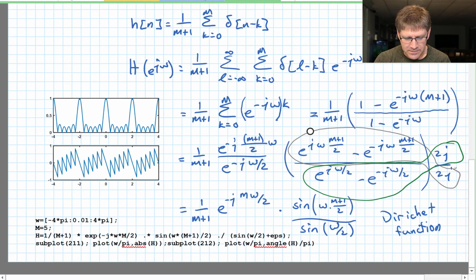So I have added a MATLAB plot of this particular function for m equals 5 over here to the left, and you can see the code below. So next time we'll talk about applying frequency response concepts to signals in general. Thank you.